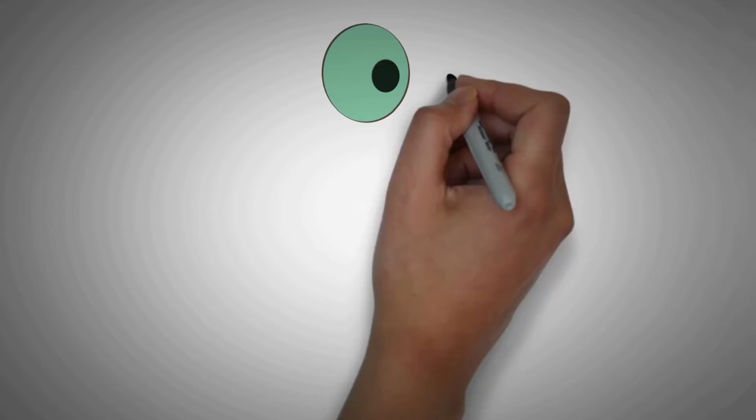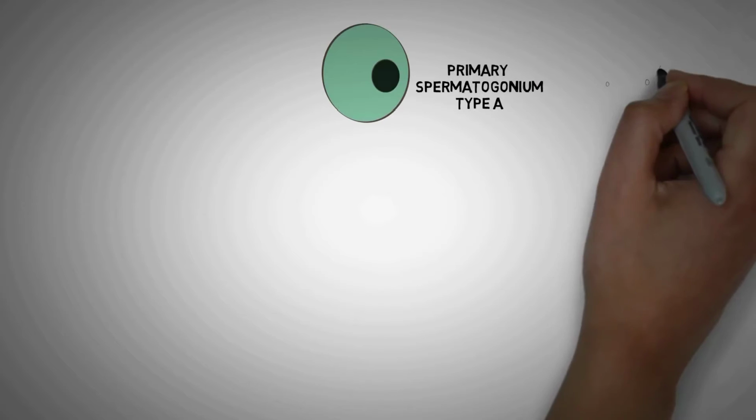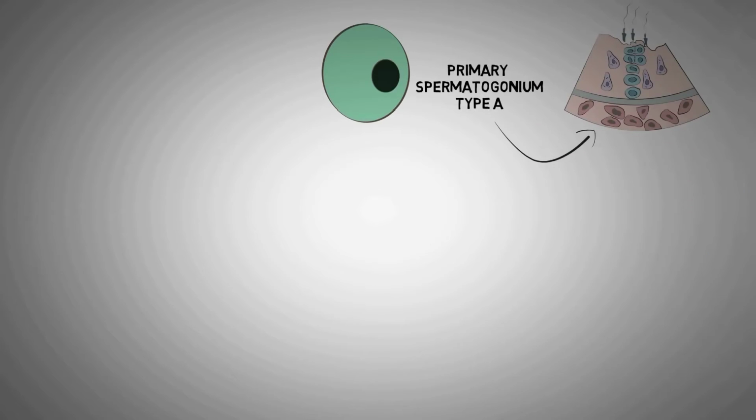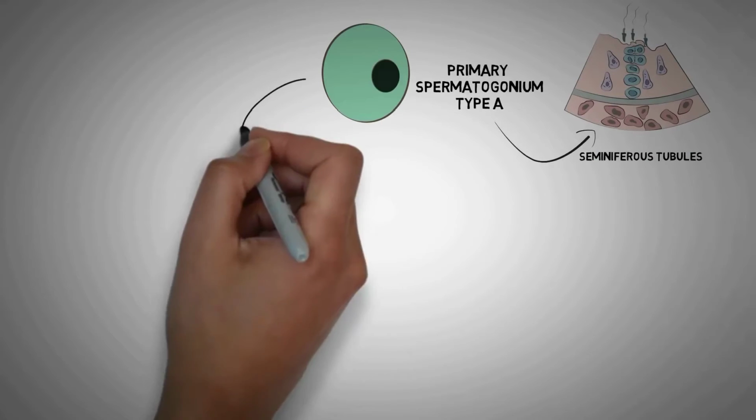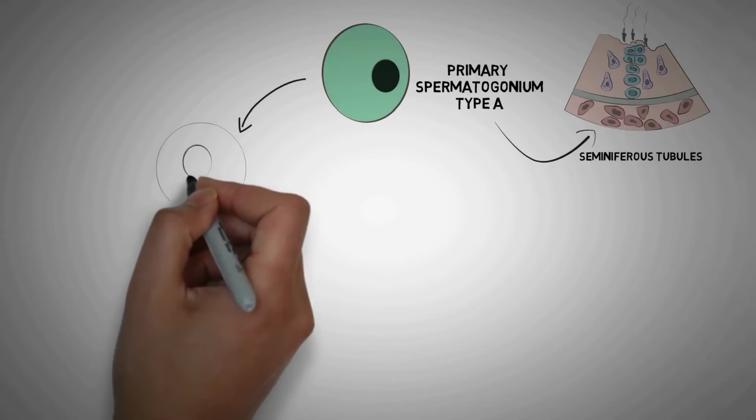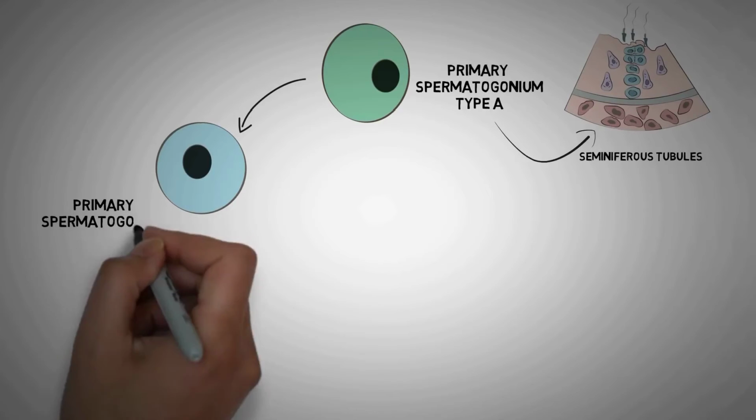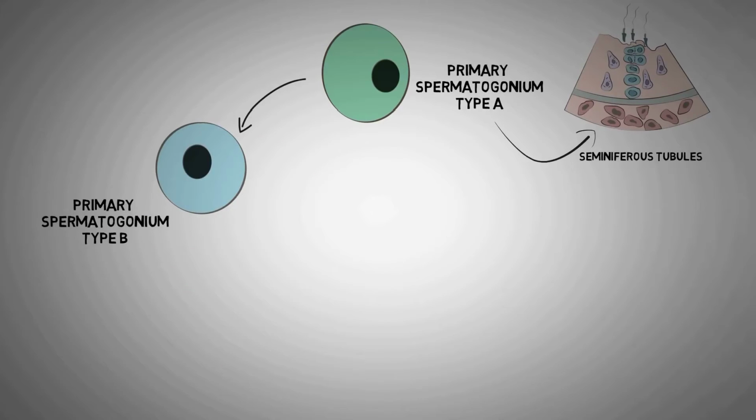So now let's talk about the series of cell divisions that occur in the first phase of spermatogenesis. We start with the primary germ cells known as the primary spermatogonium type A, which are found in the wall of the seminiferous tubules. The main job of primary spermatogonium type A is to divide into two types of cells. The first is the type B primary spermatogonium. The type A spermatogonium auto-reproduce and maintain the number of the primary spermatogonium type A.